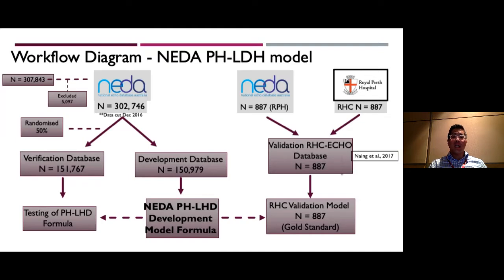887 right heart caths were performed between January 2010 and February 2015 and linked to their most recent echocardiogram performed within a median time of 7 days. We then used the development database to create the NEDA pulmonary hypertension due to left heart disease formula. Firstly, we tested it on the verification database in over 150,000 echoes to establish its accuracy in diagnosing pulmonary hypertension in left heart disease. Then we proceeded to validate it in patients who underwent the gold standard of right heart catheterization.